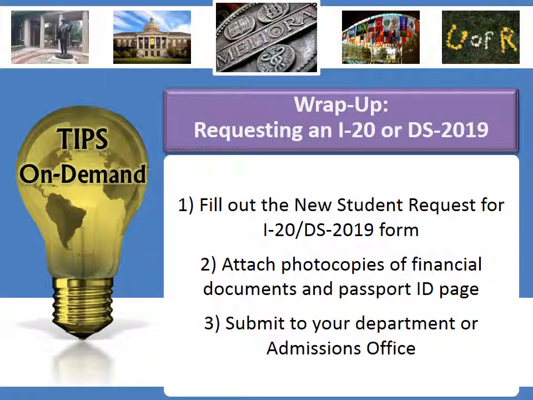Let's review what we've covered in this unit. In order to obtain your I-20 or DS-2019, you must complete the new student request form. Then, you will attach photocopies of your passport ID page and any supporting documents for financial or dependent information if needed. Lastly, please submit the documents to your admitting department or admissions office. The ISO will contact you with any questions we have before issuing your new immigration document.